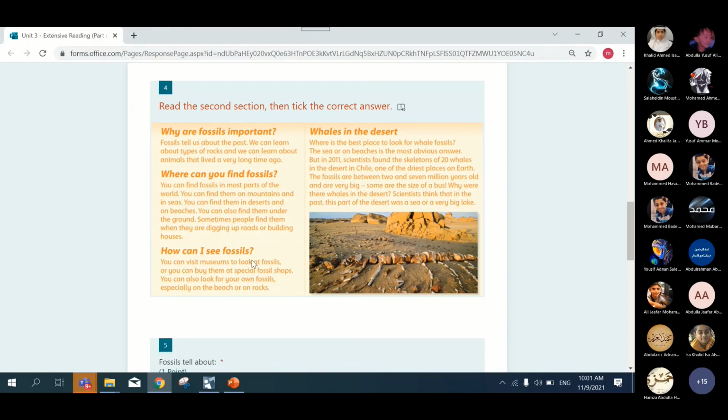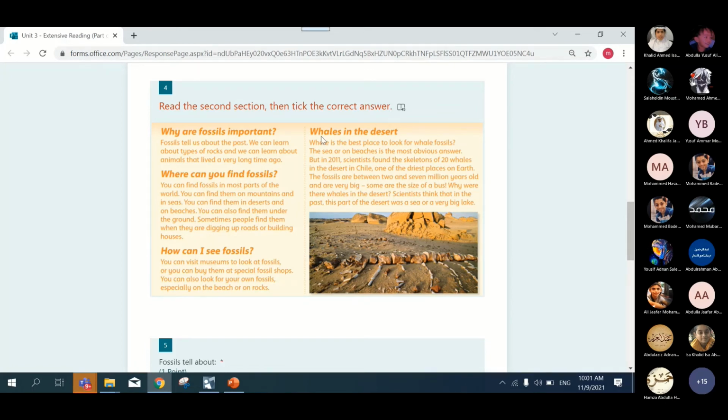How can I see fossils? You can go to museums simply. You can visit museums to look at fossils, or you can buy them at special fossil shops. You can also look for your own fossils, especially on the beach or on rocks.